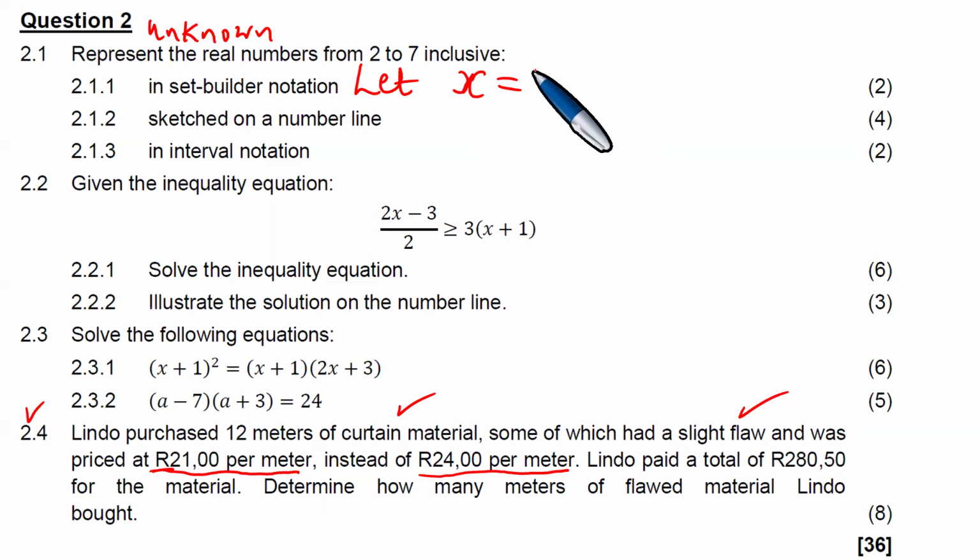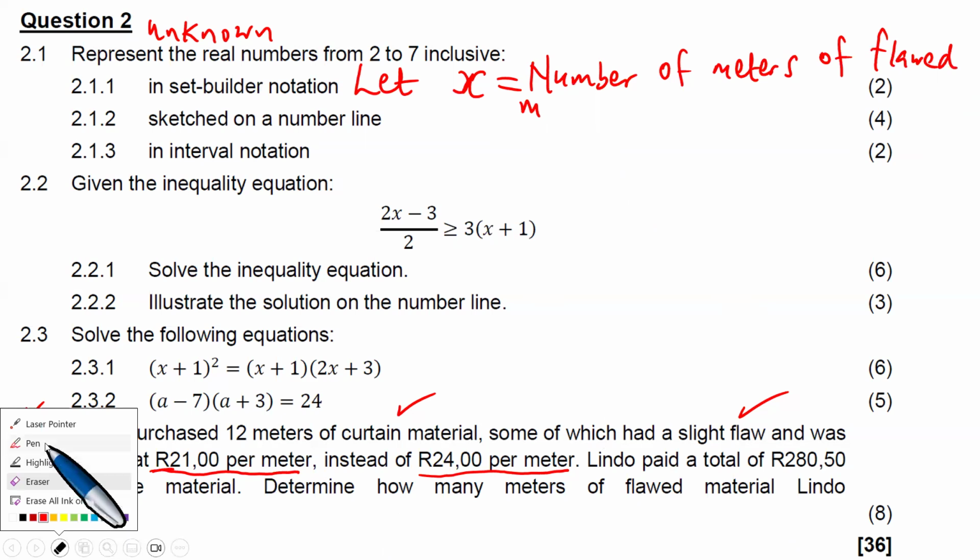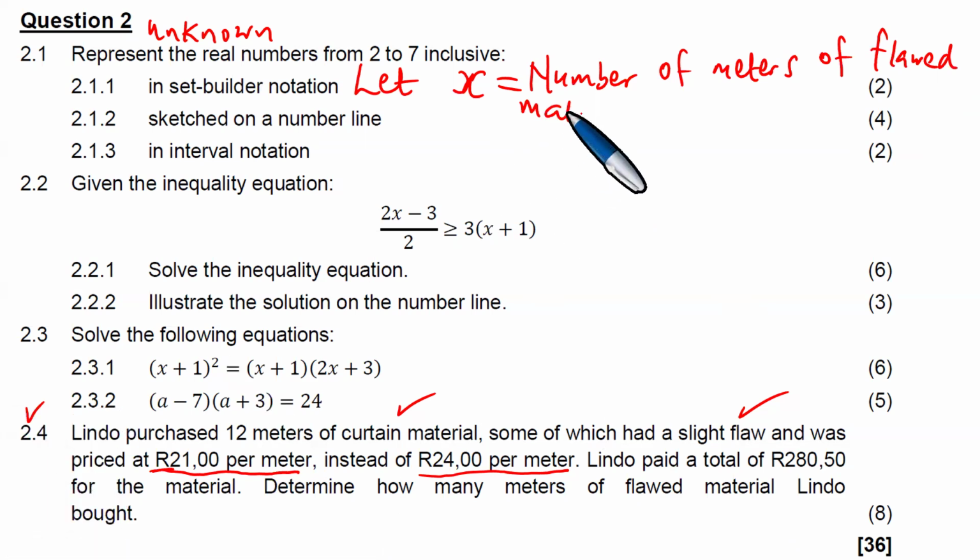Let X be the number of meters, in particular the number of meters of flawed material, because some of the curtain was not okay. Now let us solve this problem. This is what the students need to wrestle with here. Some of these questions are a little bit tricky, so you need to get ready for war here.